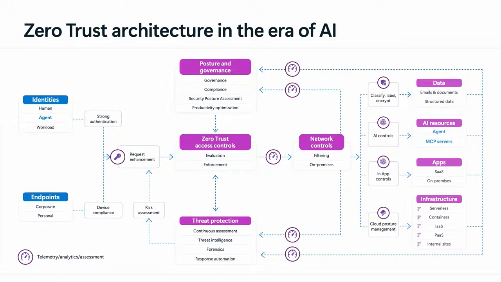On the left, you have identities, and now you can notice that agents join users, devices, and workloads as a first-class identity type. On the right-hand side, AI resources join the traditional set of apps, data, and infrastructure. The familiar policy enforcement points still apply: strong authentication, zero trust access, network filtering, threat protection. The key change is how these now control and secure AI agents and resources. Meanwhile, the outer ring shows the governance layer: compliance, security, and productivity optimization, all feeding continuous telemetry.